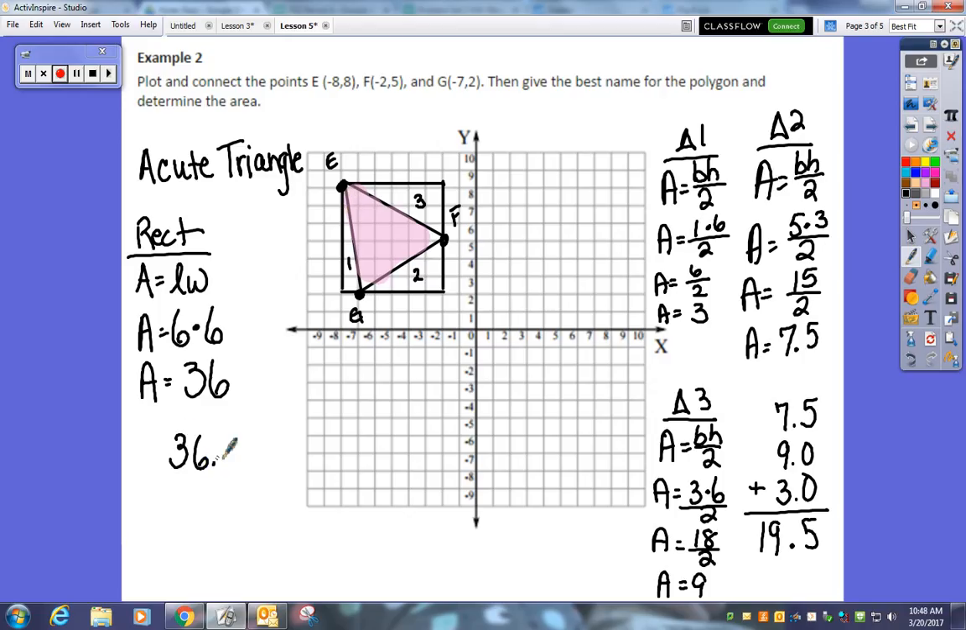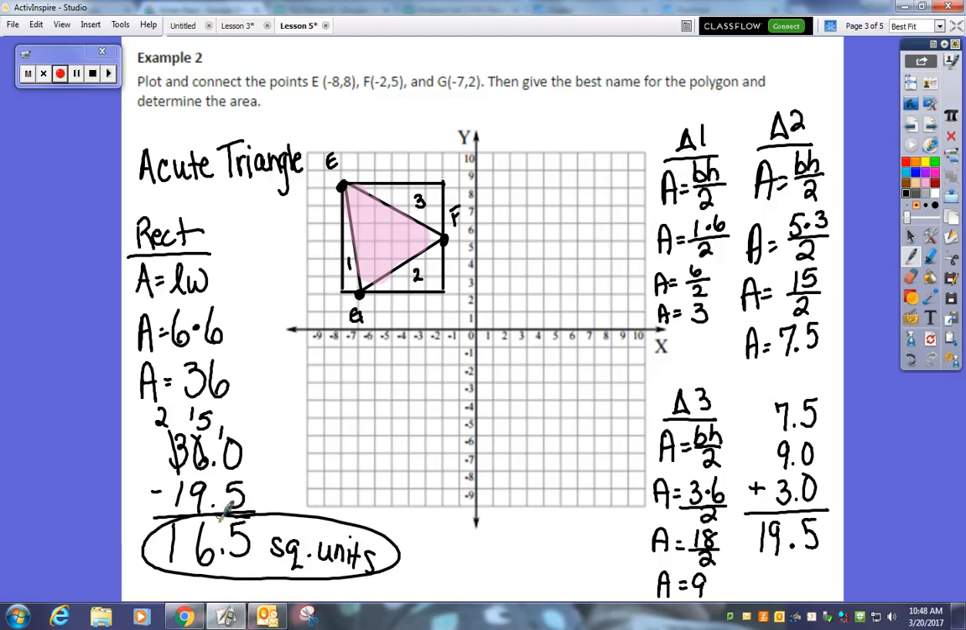So I'm going to do 36.0 minus 19.5. And again, you can be using your calculator to do these calculations. That's fine. And we would get 16.5 square units. Okay, so this is using the rectangle around the outside of the figure.